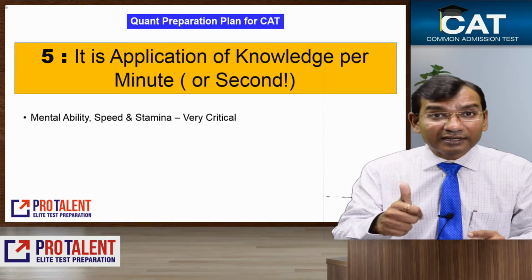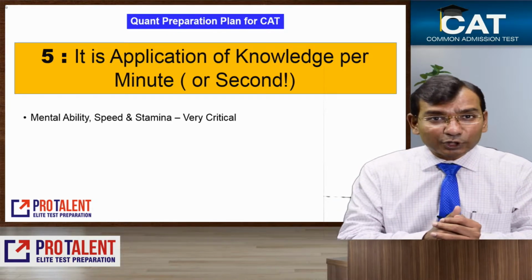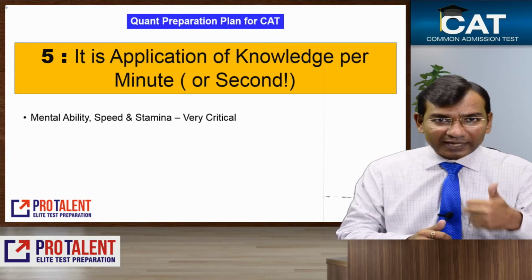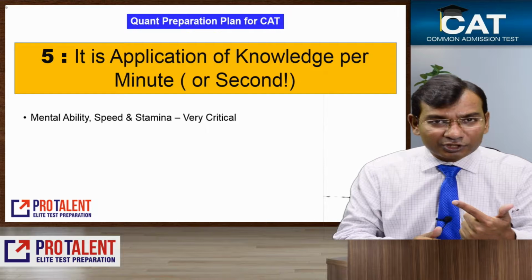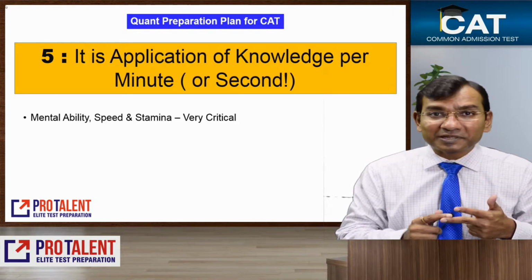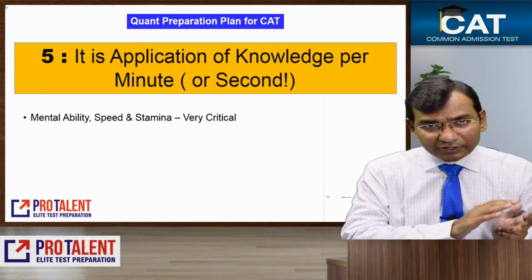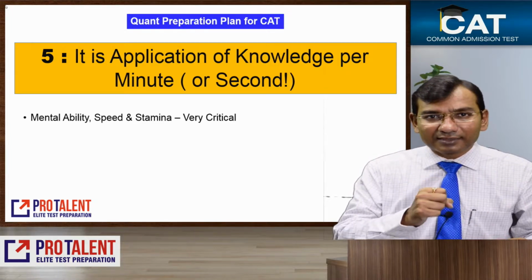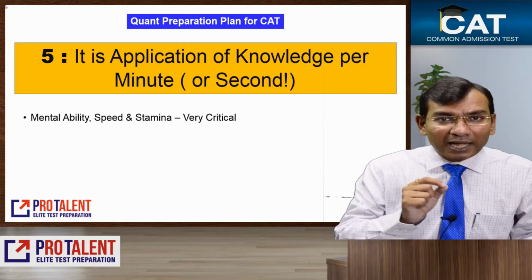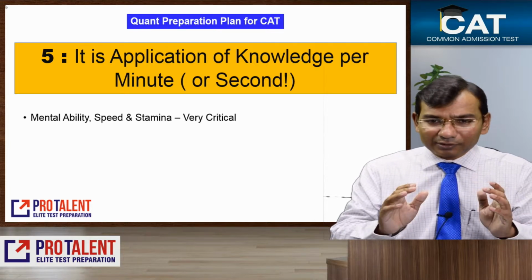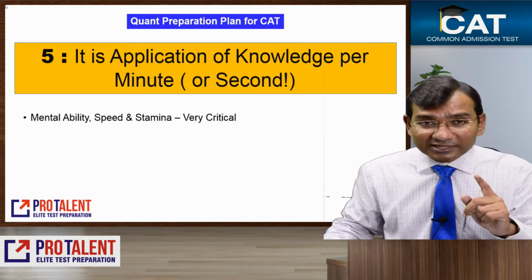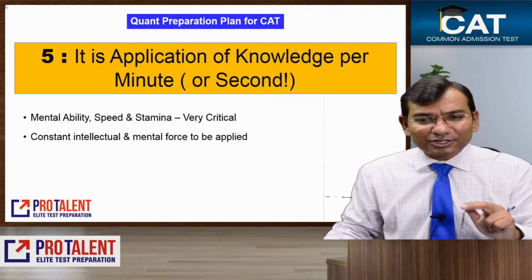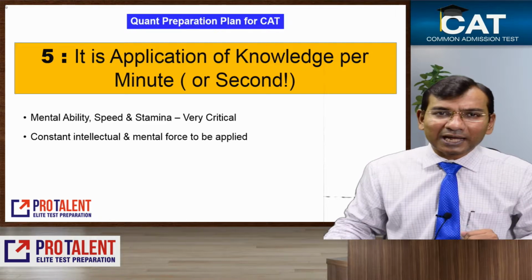Your mental ability: understanding a question, making an equation in your mind, and if you are able to solve it with speed, great. Stamina: after 2 hours of rigorous effort on, let's say, verbal, data interpretation and logical reasoning, you have maths coming up as your third section in your CAT. When Quant is coming as your third section, you should have the stamina to apply all your mind there. So that's why you need to practice a lot and go for longish practice. Constant intellectual and mental force has to be applied regularly.